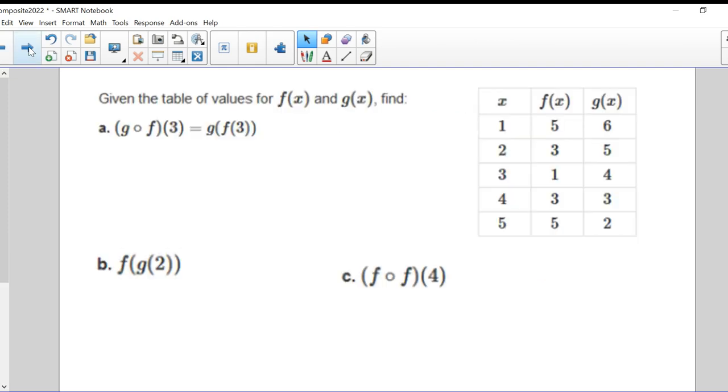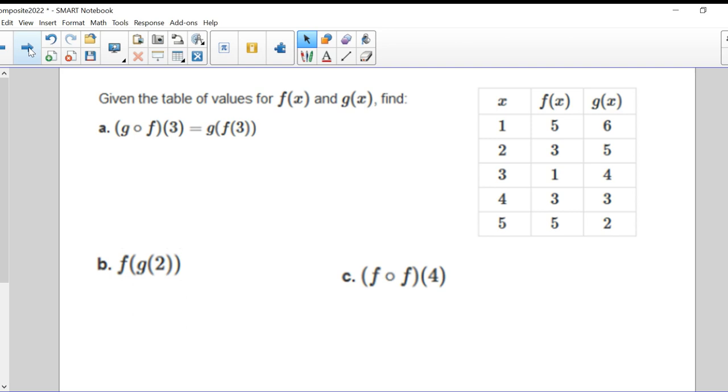Well, let me get to this. Given the table, right? So a table of values can be a function. It doesn't have to be an equation. So I can say my function of x is 1 links to 5, 2 to 3, 3 to 1, 4 to 3, and 5 to 5. That's my function for f. My g function is 1 goes to 6, 2 goes to 5, 3 goes to 4, and so on and so forth. So those are the definitions of those functions.